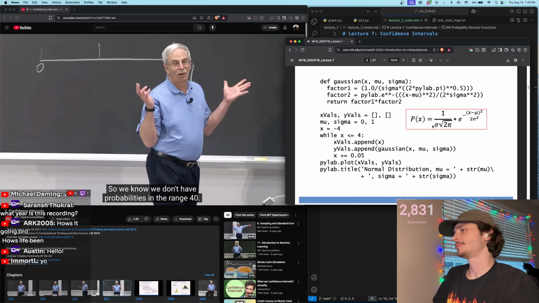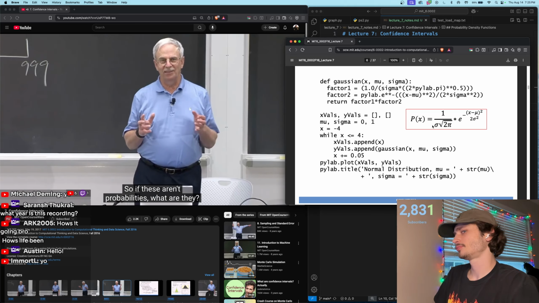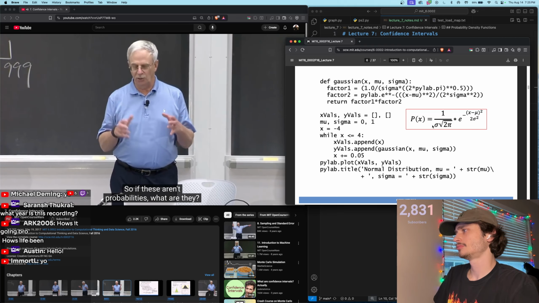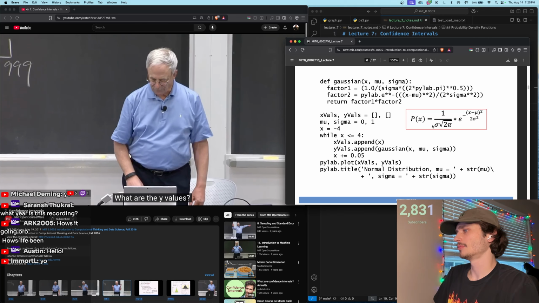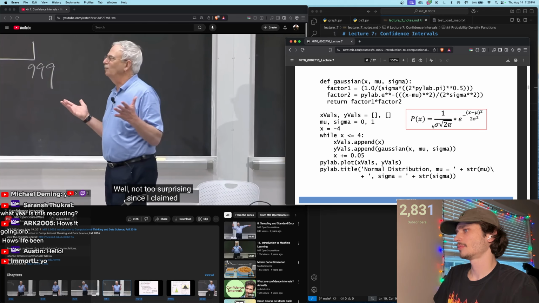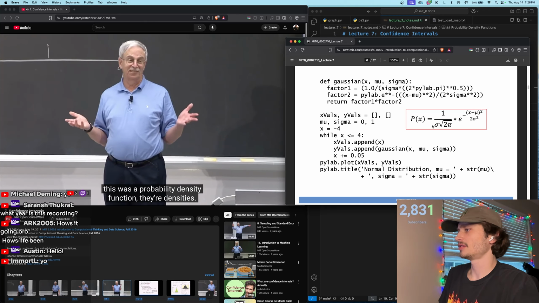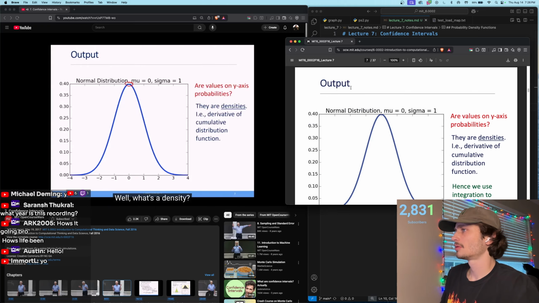So we know we don't have probabilities in the range 40. We've manipulated sigma. So if these aren't probabilities, what are they? What are the y values? Well, not too surprising, since I claimed this was a probability density function. They're densities.